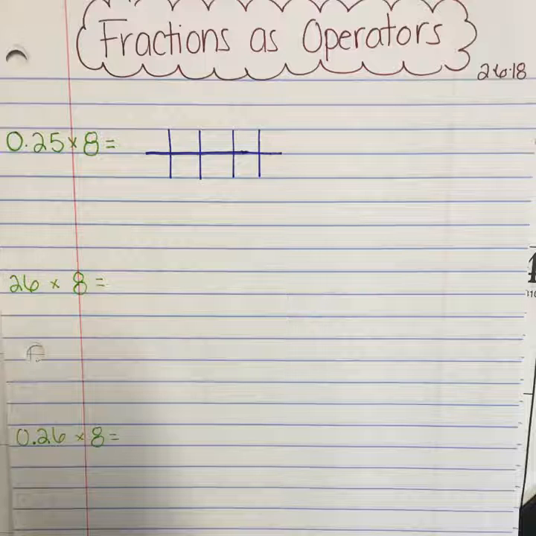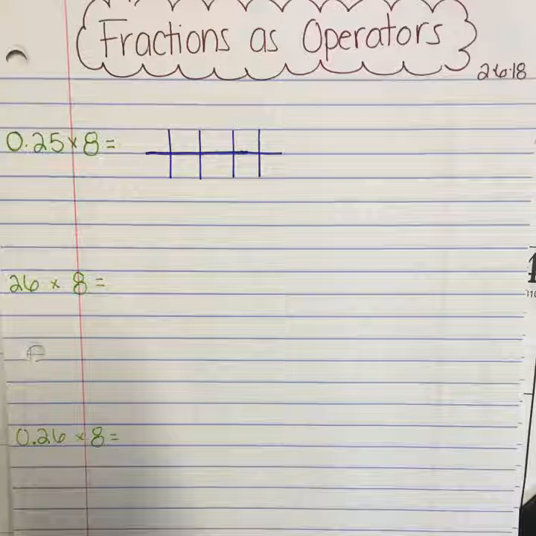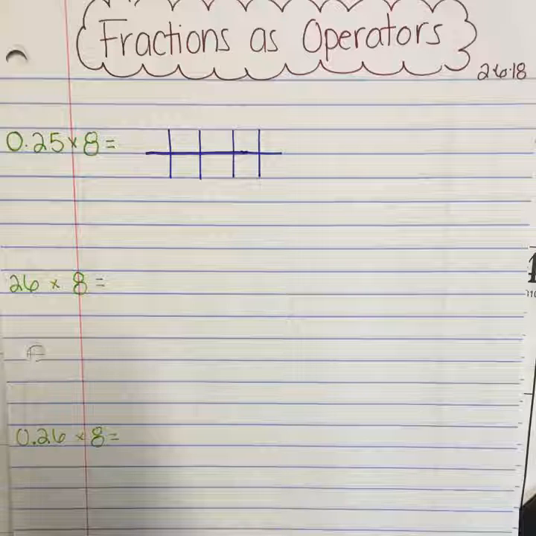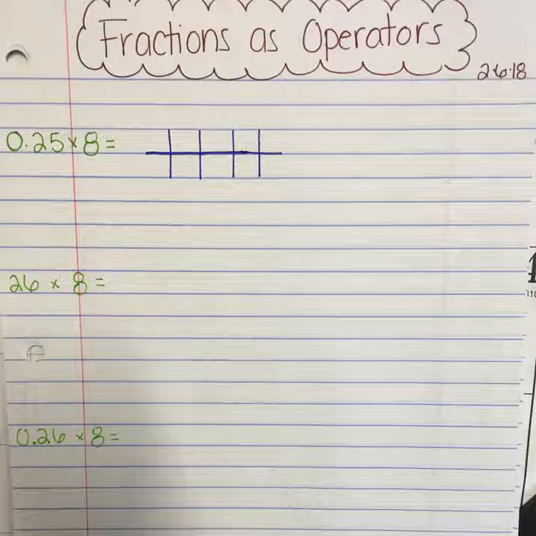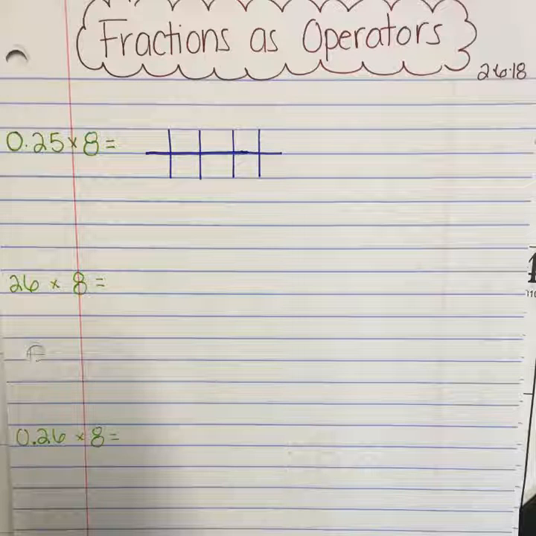Fractions as operators. Can we use a ratio table? Of course. Actually, you're going to really want to use a ratio table for this one. In today's problem string, we are going to be multiplying decimals by whole numbers and a whole number by a whole number. We're going to be using relationships in numbers and our number sense to be able to fill out these ratio tables.